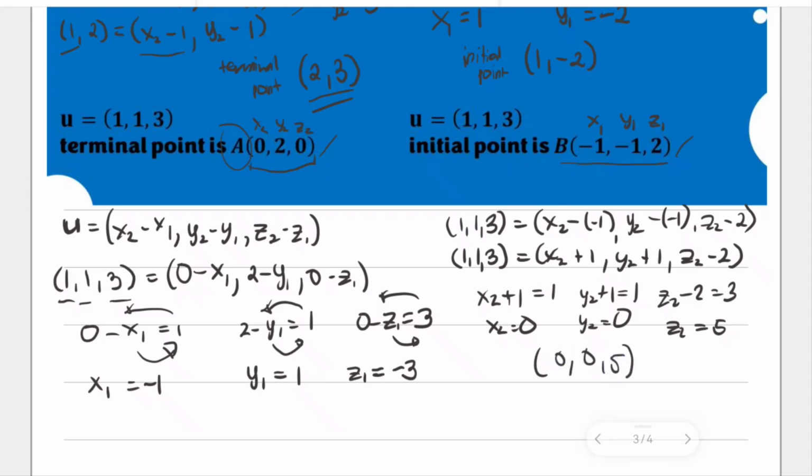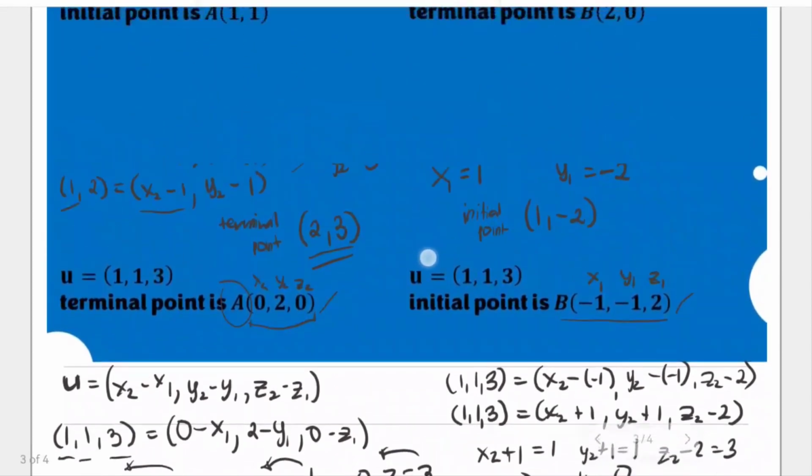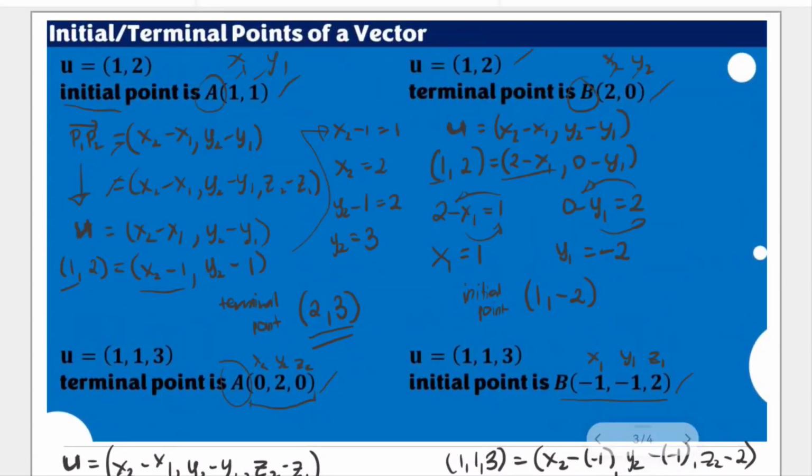So this is how we solve for either the initial or terminal points of a vector, given its components and a separate point. So we're solving for the initial point given the terminal point and vice versa.